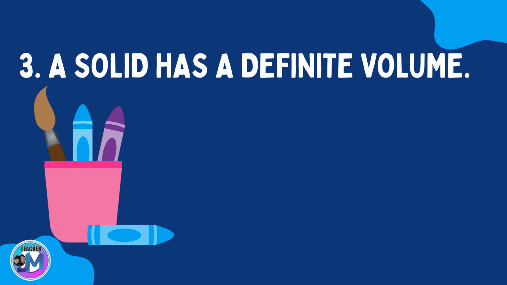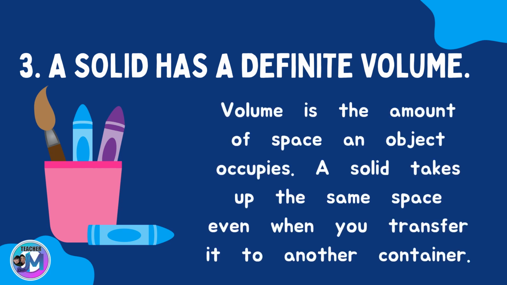Third characteristic of solid is a solid has a definite volume. Volume is the amount of space an object occupies. A solid takes up the same space even when you transfer it to another container.